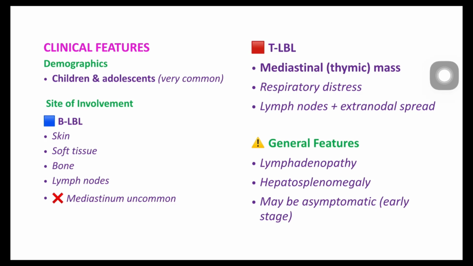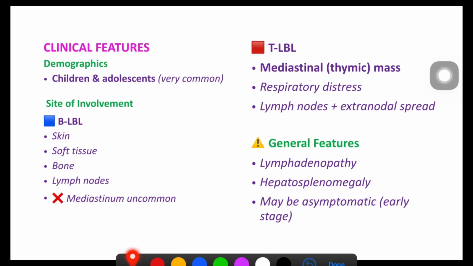If we see the sites of BLBL, they are skin, soft tissue, bone and lymph node, but mediastinum is uncommon. Whereas in TLBL, there is a mediastinal or thymic mass, and the patient presents with respiratory distress due to compression, and there is lymph node as well as extranodal spread. So general features include lymphadenopathy, hepatosplenomegaly, and in early stage there may be no symptoms.